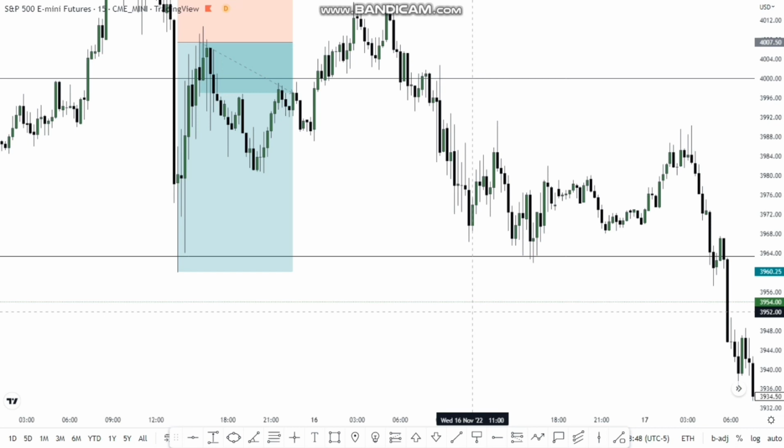Our bias changed, remember guys, from bullish to bearish on the lower time frames.